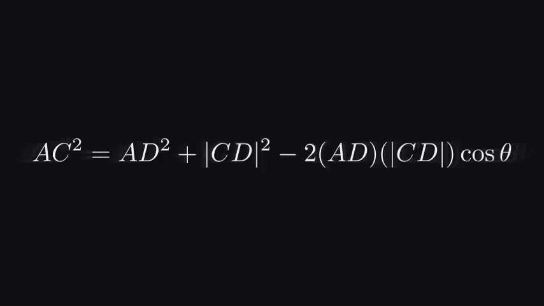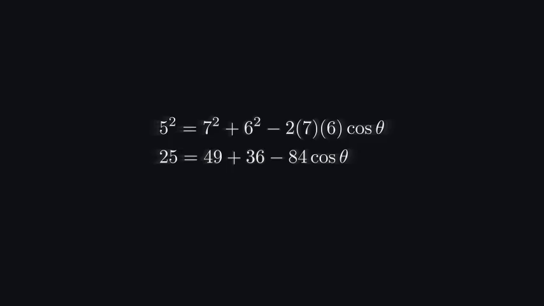Substitute the known side lengths. AC squared equals AD squared plus CD squared minus 2 times AD times CD times cos of theta. 5 squared equals 7 squared plus 6 squared minus 2 times 7 times 6 times cos of theta. 25 equals 49 plus 36 minus 84 cos of theta. 25 equals 85 minus 84 cos of theta.